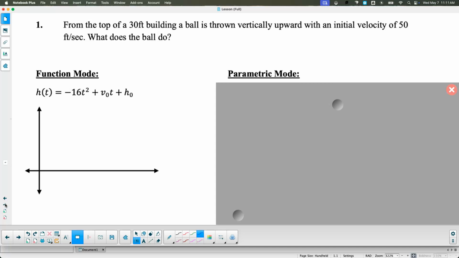So, from the top of a 30-foot building, a ball is thrown vertically upward with an initial velocity of 50 feet per second. What does the ball do? So in terms of function mode, where again we are height versus time, what would our function be? H of t would equal what?